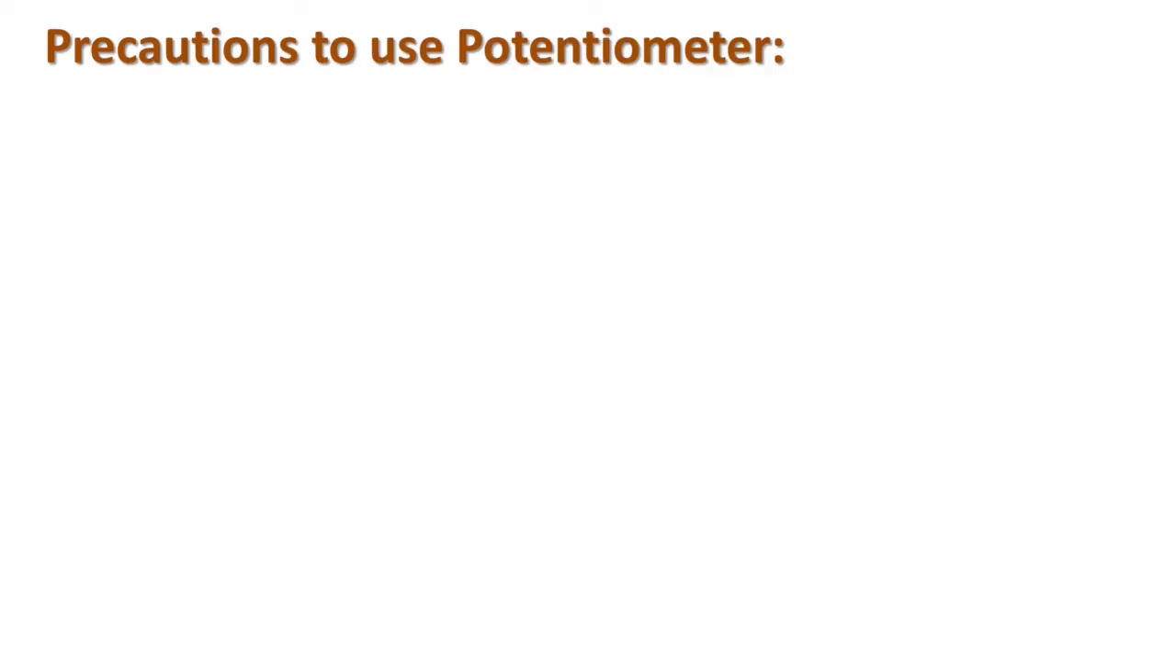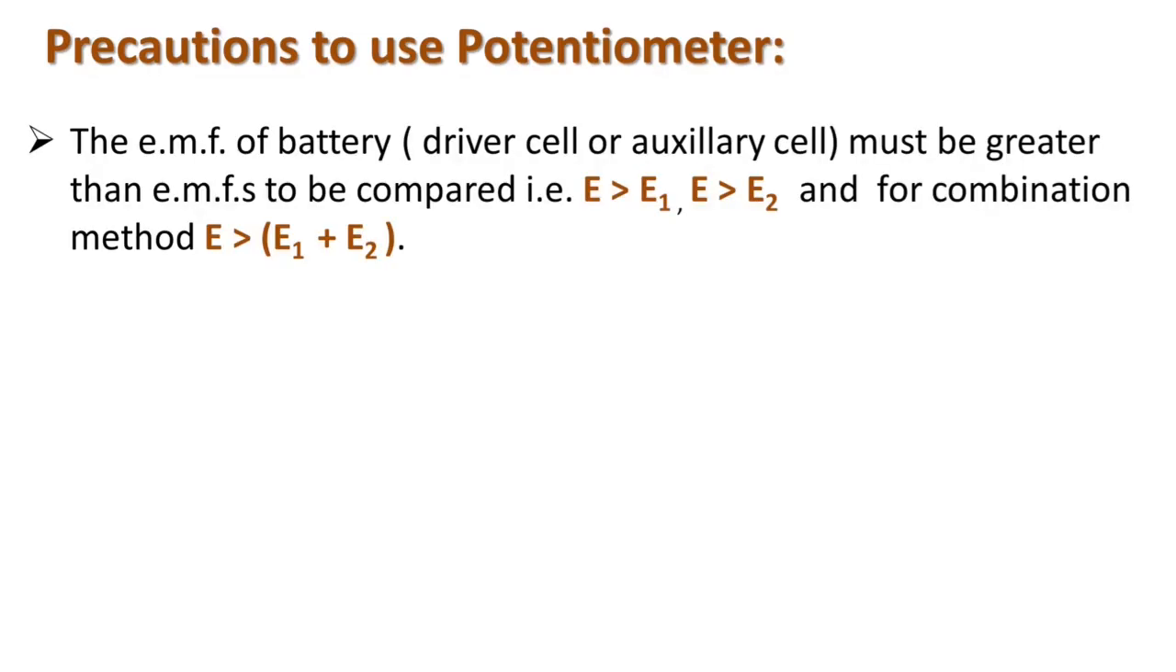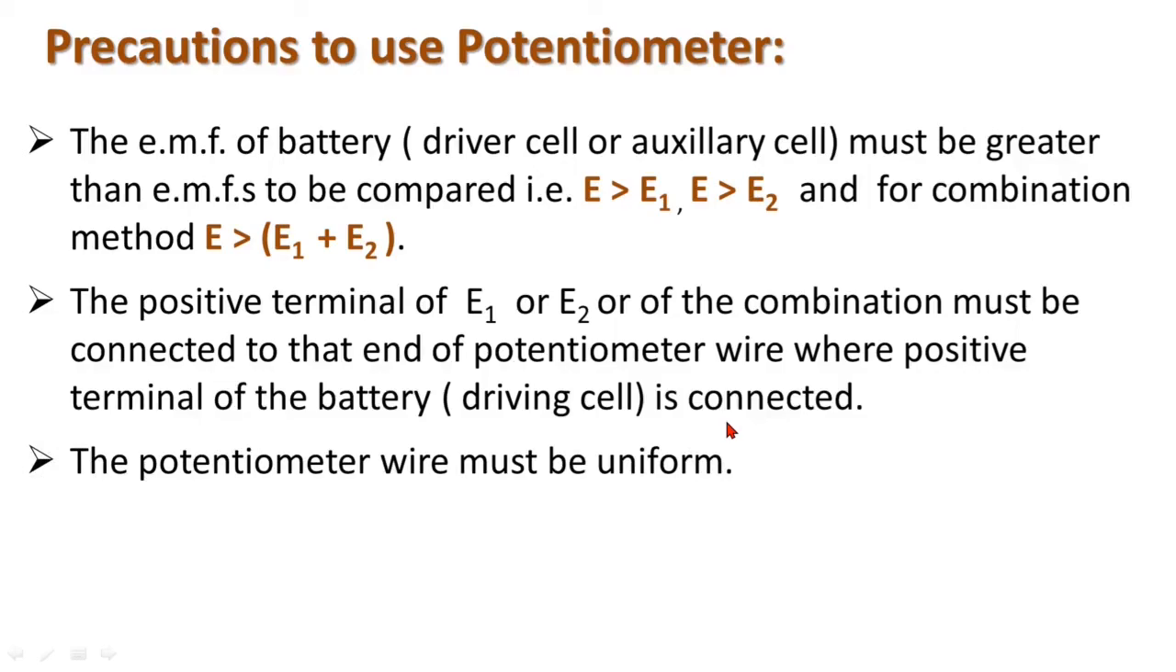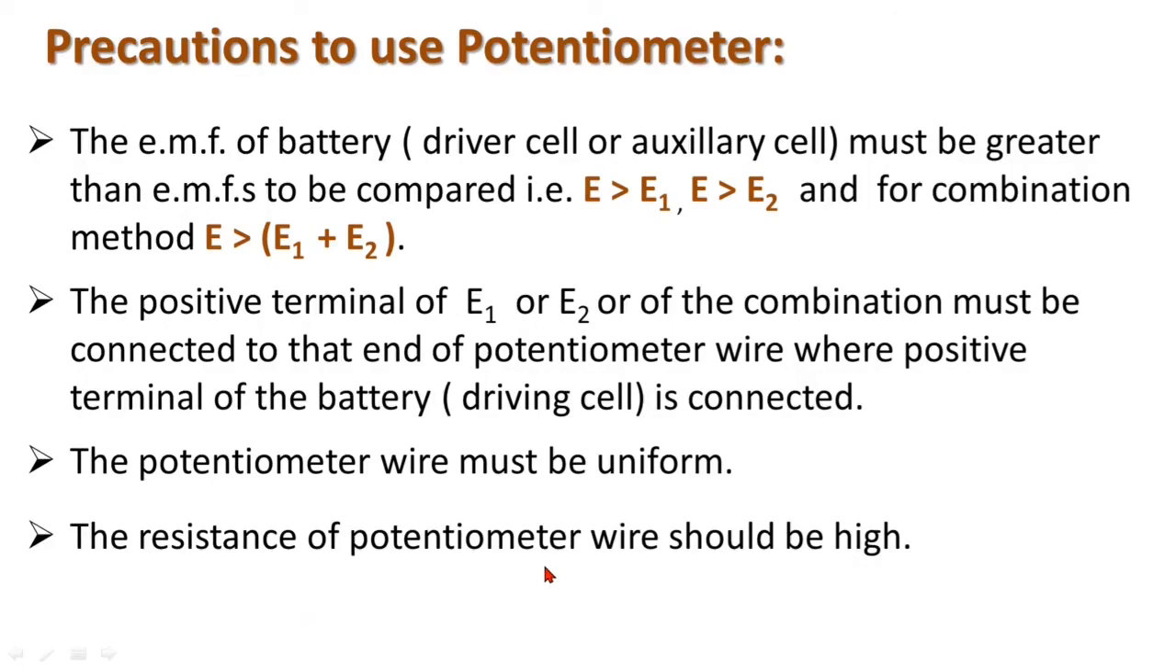Some precautions should be taken while using a potentiometer. The EMF of the battery, that means the driver cell, must be greater than the EMFs to be compared. That means E should be greater than E1 and E2, and for the combination method, E must be greater than E1 plus E2. The positive terminal of E1 or E2 or of the combination must be connected to that end of the potentiometer wire where the positive terminal of the battery is connected. The potentiometer wire must be uniform and the resistance of the potentiometer wire should be high.